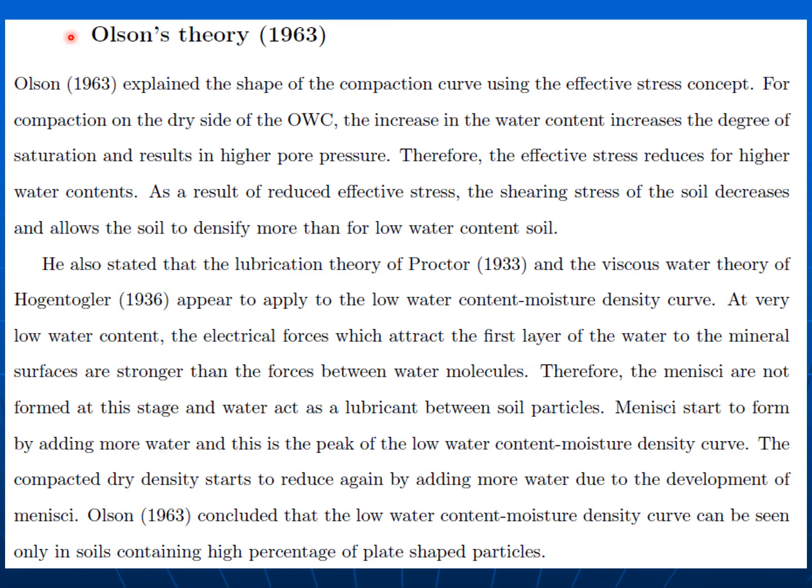Then the Olson theory. Olson 1963 explained the shape of the compaction curve using the effective stress concept. For compaction on the dry side of the OWC, the increase in the water content increases the degree of saturation and results in high pore pressure. Therefore, the effective stress reduces for high water content. As a result of reduced effective stress, the shearing stress of the soil decreases and allows the soil to densify more than for low water content soil.